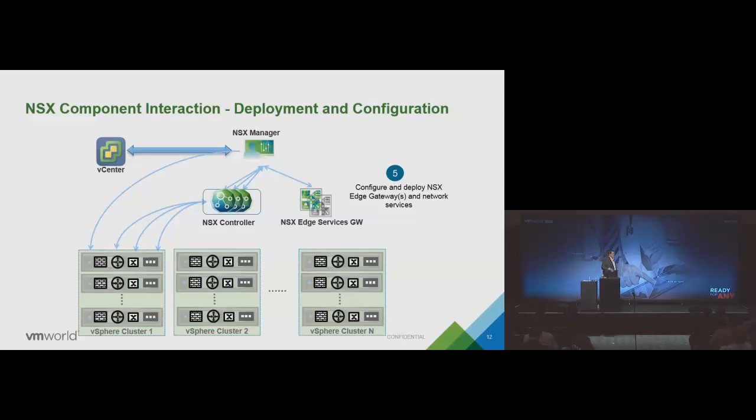Once that's all set up, we start setting up our edge services. So we look at, okay, do we need a physical-to-virtual interaction? Do we need load balancing? Do we need site-to-site L2 VPN services, et cetera? So we start setting those up, so we have all of our edge services gateways set up. So basically, you have the VMs for the NSX Manager, the NSX controller VMs, and your VMs for your NSX edge services gateways. So once all those are set up, you're ready to go.